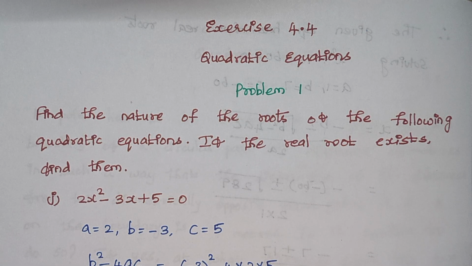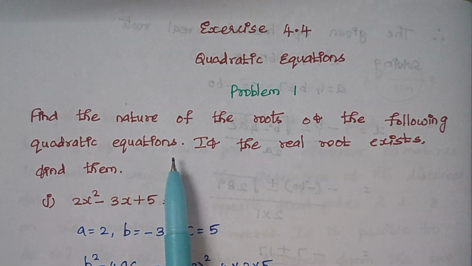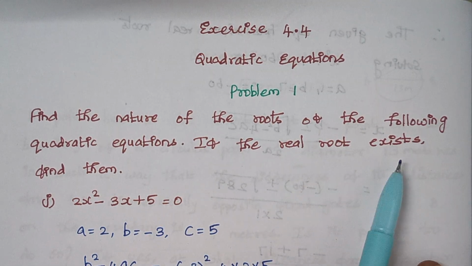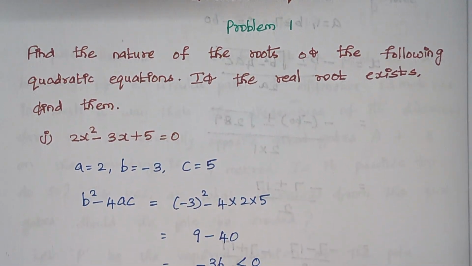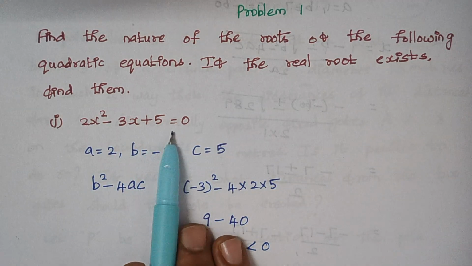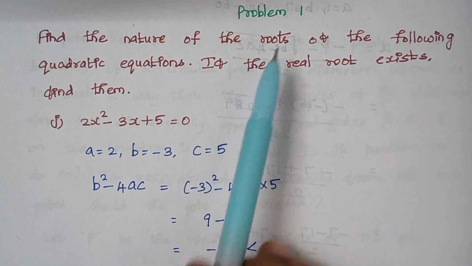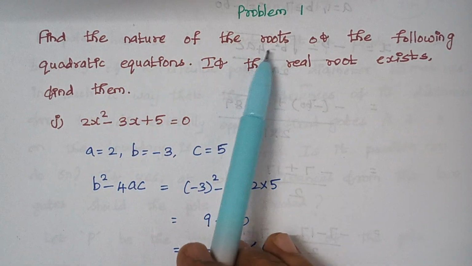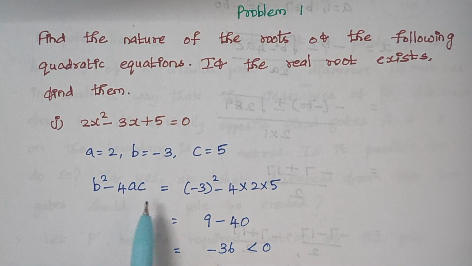Today we are going to solve problem 1 in exercise 4.4 quadratic equations. The problem is: find the nature of the roots of the following quadratic equations. If the real root exists, find them. So here the first question is 2x square minus 3x plus 5 equal to 0. So here we have to find the nature of the roots. The nature of the roots can be easily calculated by using the formula b square minus 4ac.